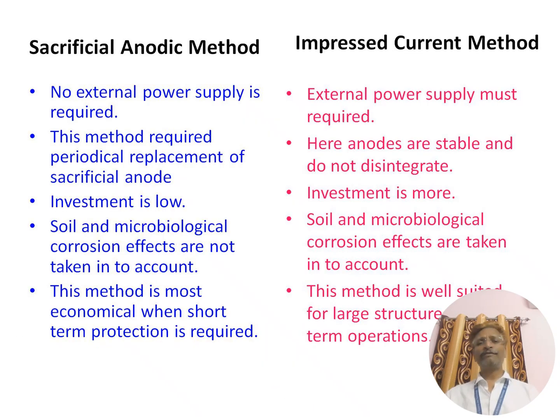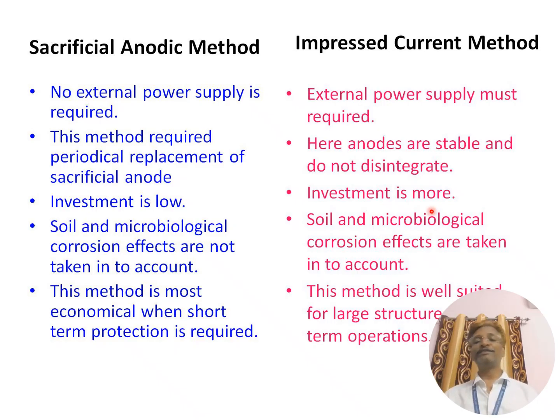Okay, so the difference between the above two methods is very simple, as I said already. Here in the sacrificial anodic method, no external power supply is required, but here continuous power supply is required. In this method, periodical replacement of the sacrificial anode is needed, because once the anode is corroded, you have to replace it. Here anodes are stable and do not disintegrate. Investment is low because you only have to connect via a wire.